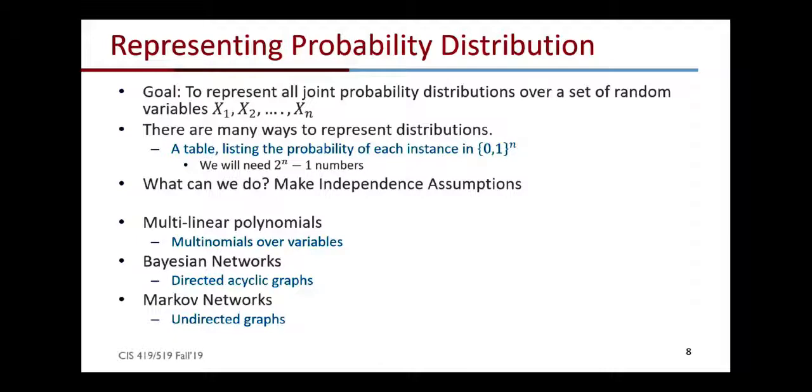Multilinear polynomials. Distributions are just functions, right? Functions with some properties. The sum of the value of the distribution over all assignments has to be 1. But other than that, it's a function. So you can write it as a multilinear polynomial, which are basically multinomials over variables. And this is actually sometimes a very useful representation of distributions. It has some nice properties. I'm not going to talk about it.